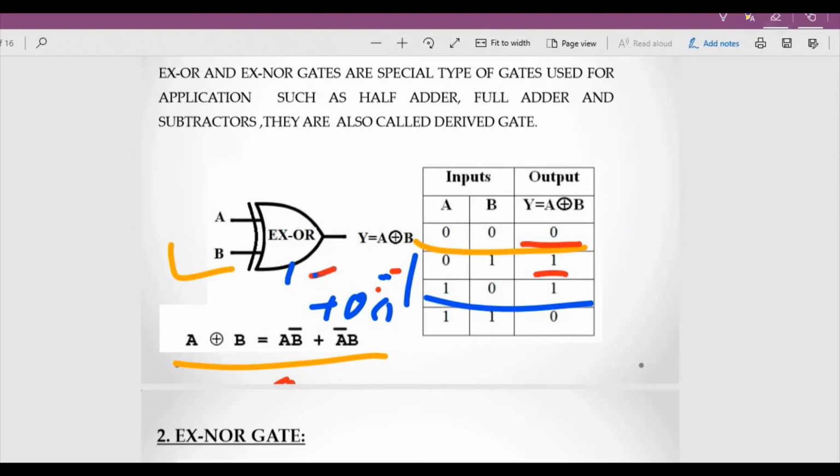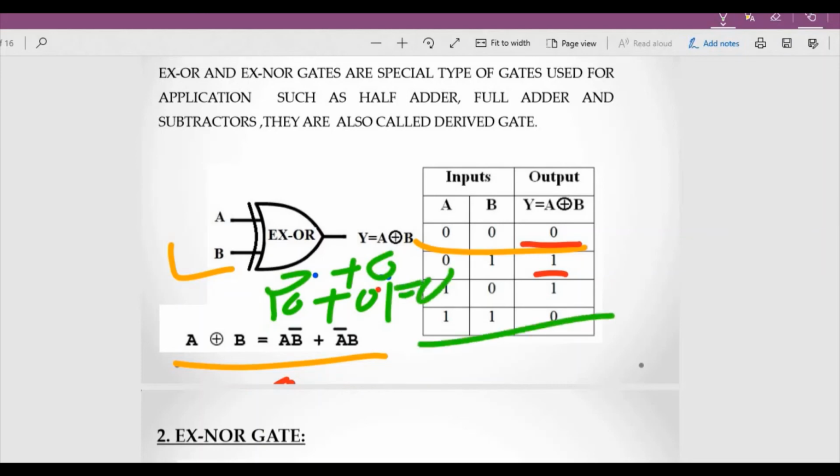Now we will take the last case, and the last case would be 1 and 1. So if a is 1, so 1. What is the complement of b? b is 1, so its complement is 0, plus. What is a complement? a is 1, so its complement is 0, and b is 1. Multiplying both, you are getting 0, 0, plus. So 0 plus 0 equals 0. Proved. So this is your exclusive OR gate.